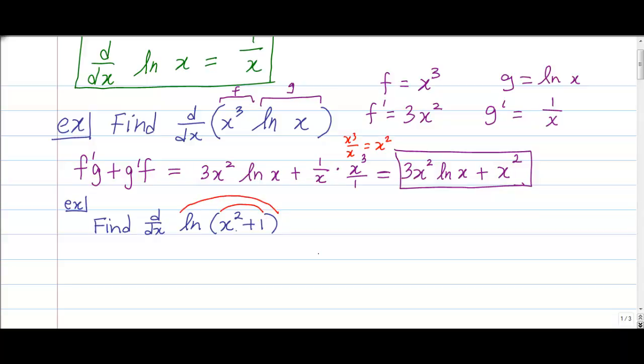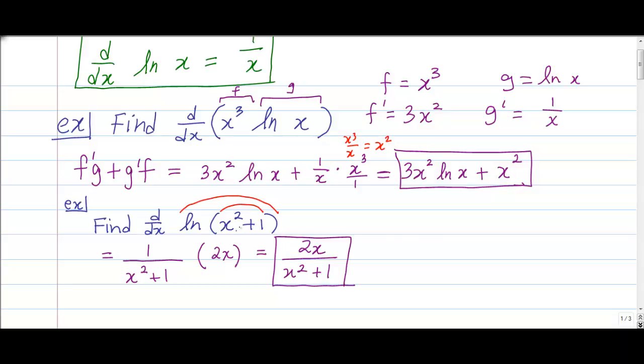So again, we have to do the derivative of ln of something. So the derivative of ln something is 1 over that something, 1 over x squared plus 1, times the derivative of the inside. Okay, so times the derivative of the inside, which is 2x. So that becomes simply 2x over x squared plus 1. Again, the derivative of ln something is 1 over something times the derivative of the inside, which is 2x. So this here was the chain rule, and this here was the product rule.